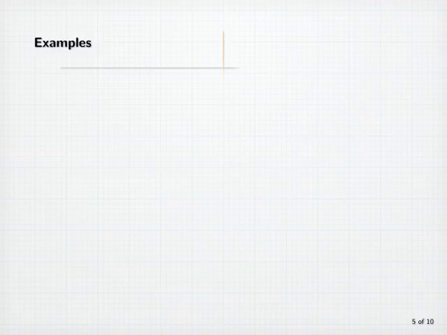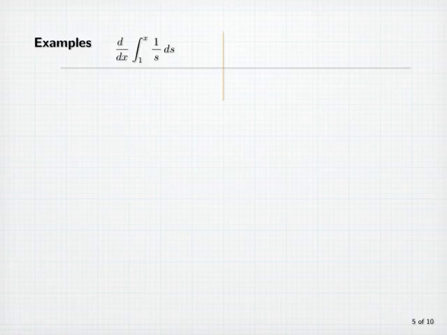Some examples. Consider the function defined as the integral from 1 to x of 1 over s ds. Here s is the dummy variable, and the function depends upon x, and its derivative with respect to x is simply 1 over x, which is simply the function that we're integrating expressed in terms of x.